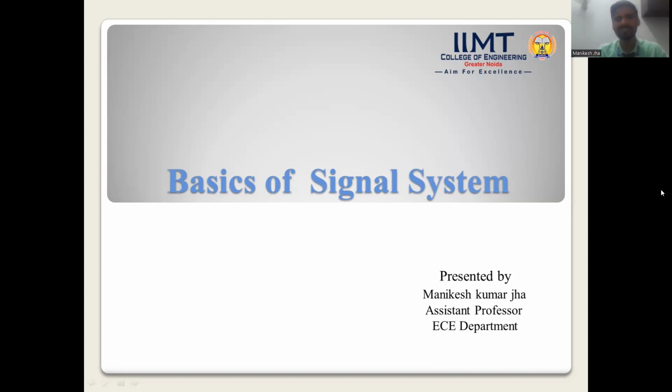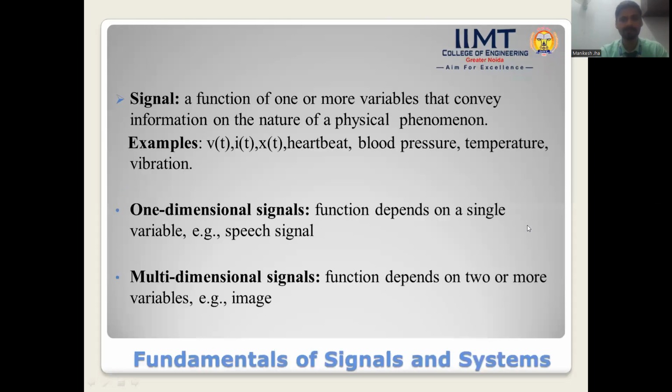Signals and systems is one of the most important subjects in the Electronics and Communication Engineering department. So today we are going to discuss the basics of signals and systems: the basics of signals, how many types of signals there are, the different types of signals, and the basics of systems. What are the systems that exist in signals and systems? So first of all, we are going to discuss signals.